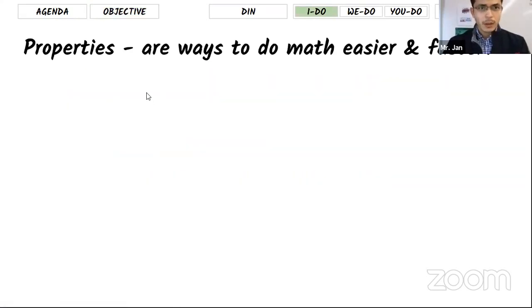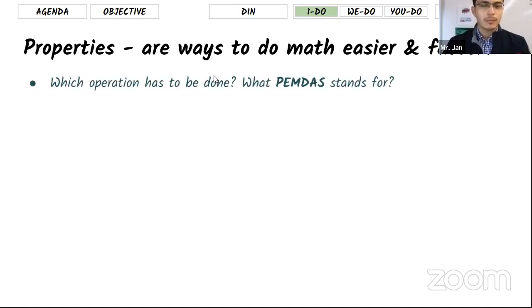So properties are ways to do math in an easier and faster way when we have a math problem or math numbers, like operations on numbers. The first question is: which operation has to be done first when you have a lot of plus and minuses or other operations? Or the other question is, what does PEMDAS stand for? Basically, this is the order of operations.